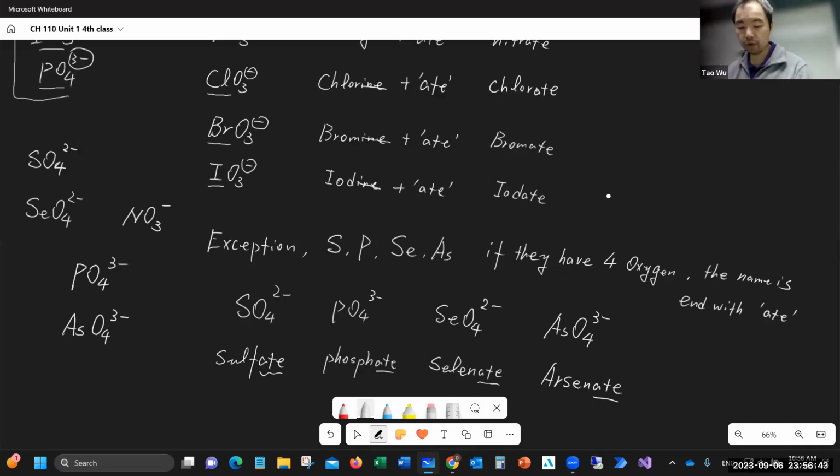Some of these already show in the polyatomic ion list, but not everything shows up there. Okay. So this is what I'm going to talk about for today. Next class we'll continue to finish the naming, including the naming for the acid, naming for the ionic compound, and naming for the molecular compound. Okay, so this is what we are going to talk about next time.